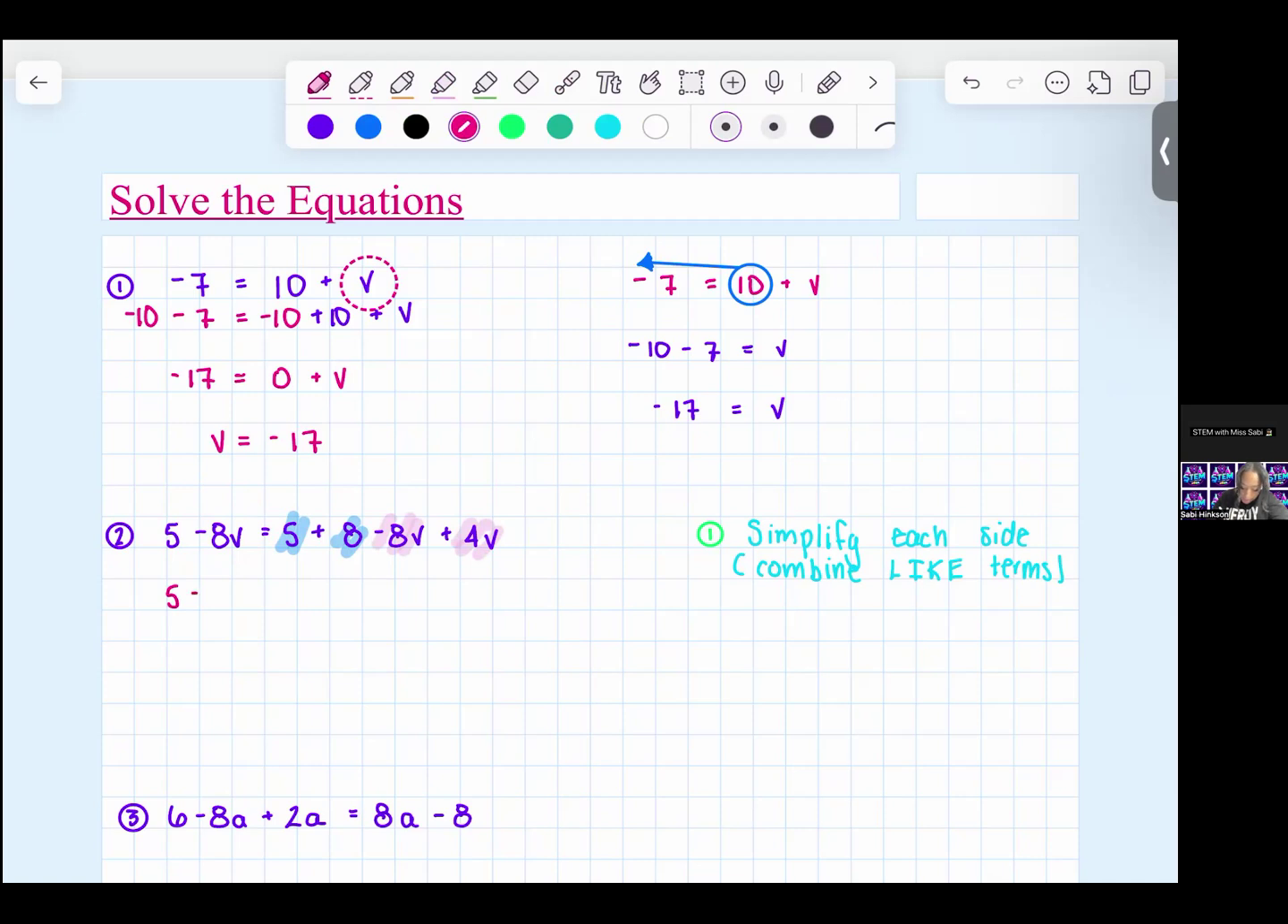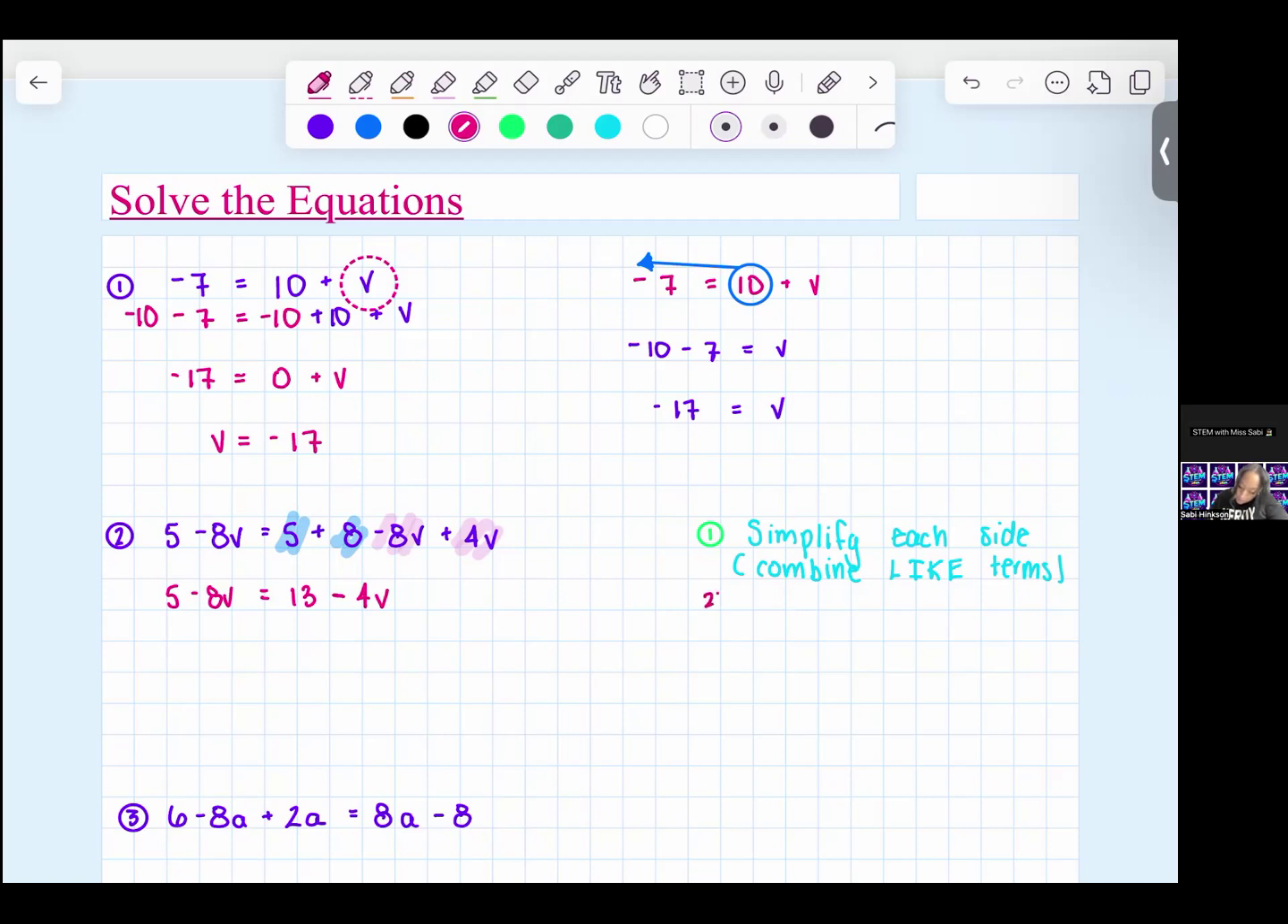So I have 5 minus 8v on this side, not doing anything over there yet. Then I have 8 plus 5, which is 13. And then negative 8v plus 4v is minus 4v. Okay, so step 1, simplify each side, combine like terms.